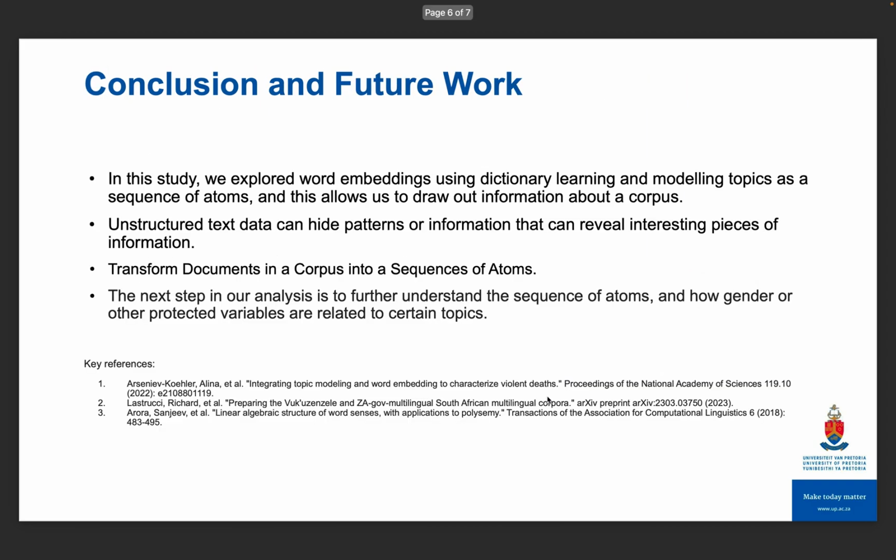Then, in conclusion, this study explored word embeddings using dictionary learning and modeling topics as a sequence of atoms, and this allowed us to draw out information about the TshiVenda corpus. We believe that unstructured text data can hide patterns that can reveal interesting pieces of information. And various studies have shown this as well.